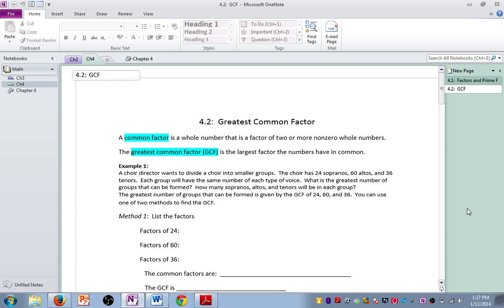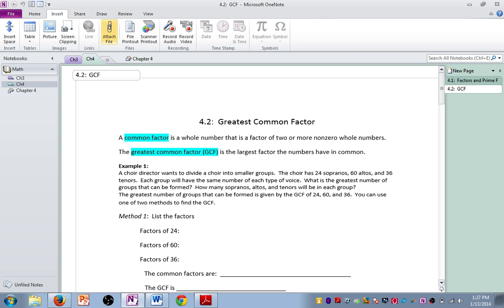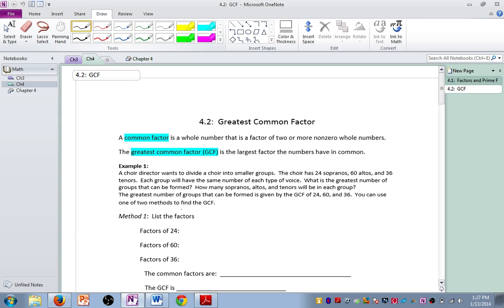The greatest number of groups that can be formed is given by the GCF, the greatest common factor of 24, 60, and 36. You can use one of two methods to find the GCF. Method 1 is where you list the factors. The factors of 24 are 1, 2, 3, 4, 6, 8, 12, and 24. Remember to use your divisibility rules.